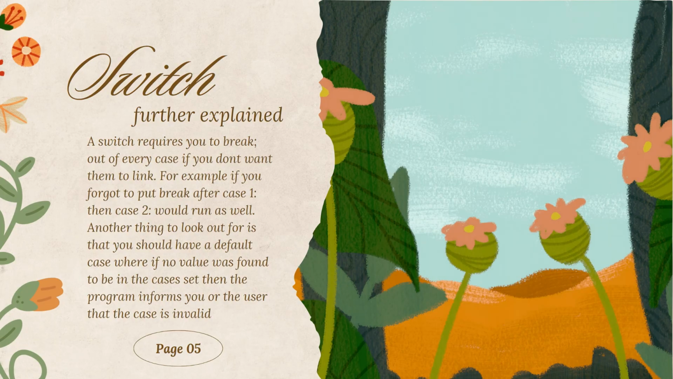So here's switch further explained. A switch requires you to use the break statement out of every case if you don't want them to link cases. For example, if you forgot to put a break after case 1, then case 2 would run as well. Another thing you want to look out for is that you should have a default case where no value was found to be in the cases set, and then the program informs you or the user that the case was invalid.